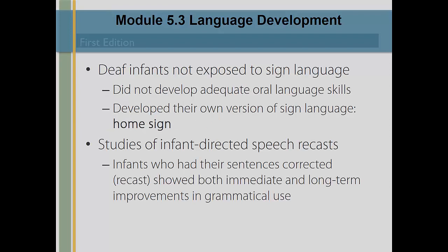Additional evidence of deprivation comes from deaf infants whose parents did not expose them to sign language. These infants did not develop adequate oral language skills, even though they developed their own version of sign language, or home sign. In home sign, infants strung together 2 or 3 signs, similar to telegraphic speech. However, development stalled after reaching the telegraphic speech stage.